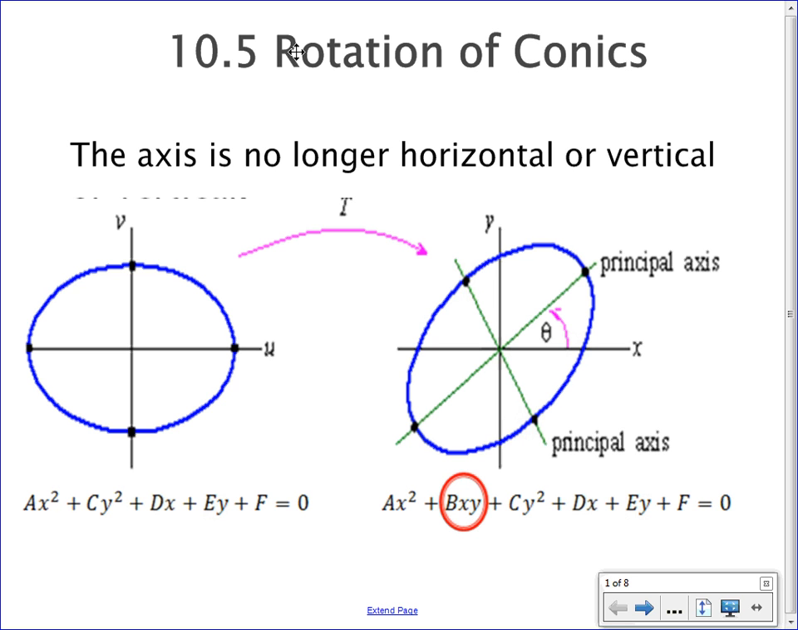Okay? Up until now, we've had horizontal, vertical axes. Okay? Horizontal, vertical directrix. Where our equations look like this. We've had an x squared, a y squared, maybe one or the other. If it's a parabola, one of those is missing. Okay? An x term, a y term, and a constant. Okay? When we have a conic that is being rotated, this xy term is present.